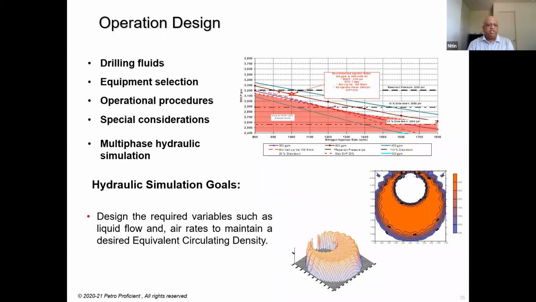So the hydraulic simulation goal is to design the required variables such as liquid flow rate and air rate, and to maintain the desired equivalent circulating density or equivalent mud weight.